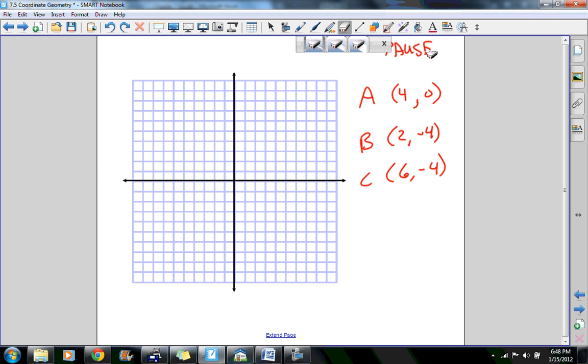All right, so we're back. Let's give this a try. Let's figure out what the classifications are on this one. A is 4, 0. B is 2, -4. And C is 6, -4. Alrighty.